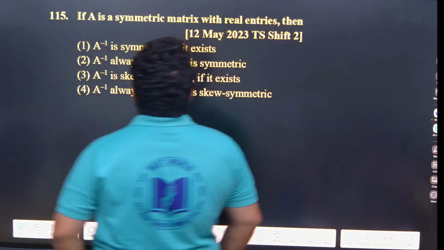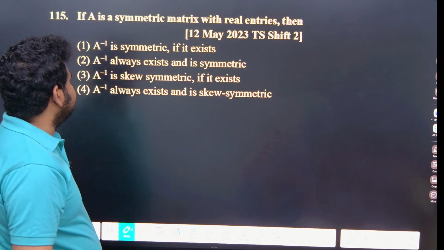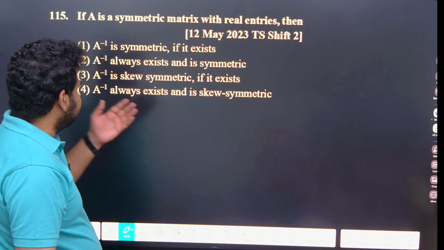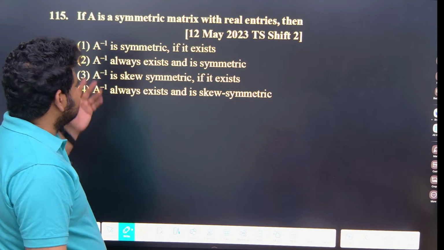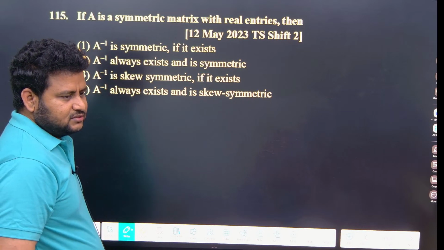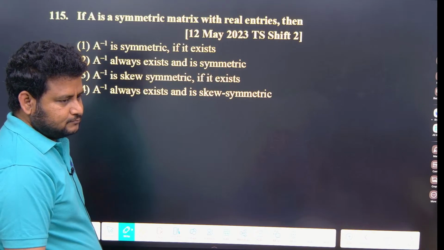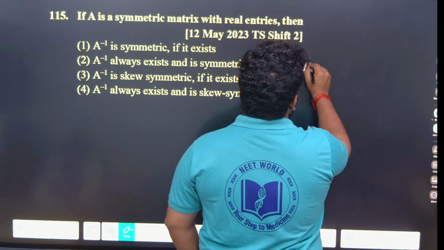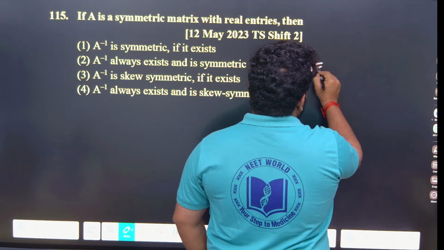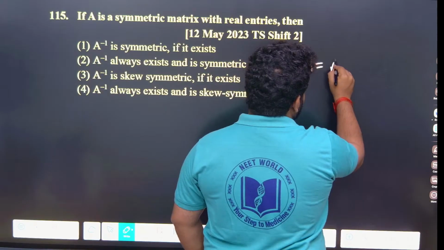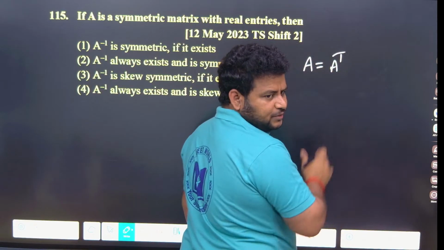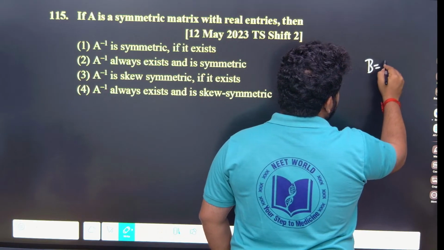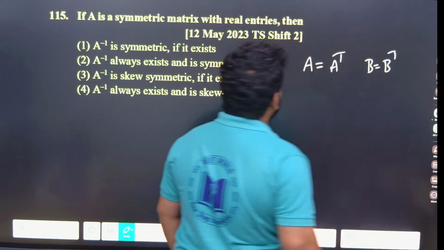This question: if A is a symmetric matrix with real entries, then A inverse is a symmetric matrix, if it exists. A inverse always exists and is symmetric. If A is a symmetric matrix, then what to do, they are asking. Suppose we take two matrices: let matrix A be equal to A transpose, and let matrix B be equal to B transpose.